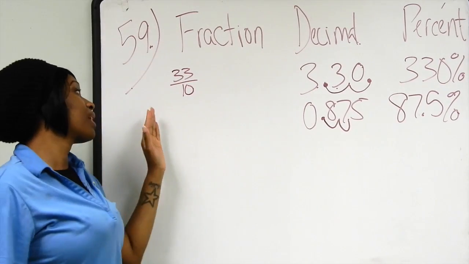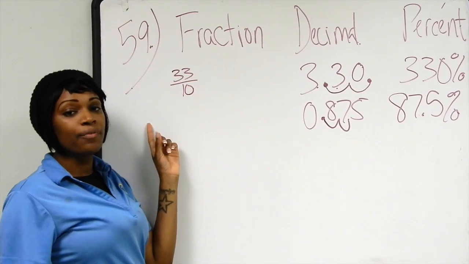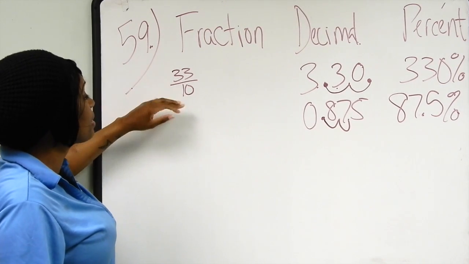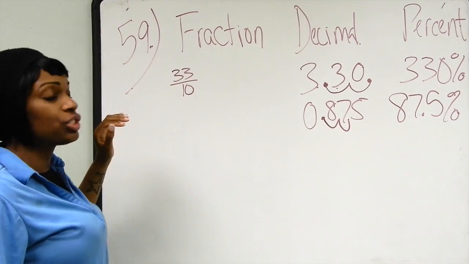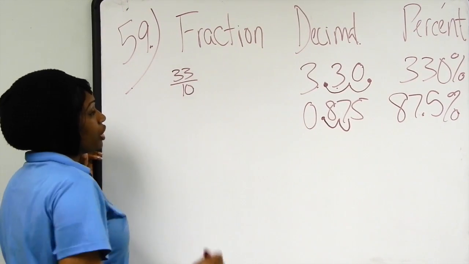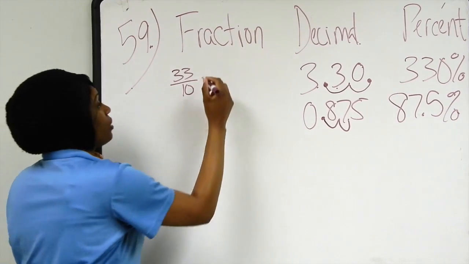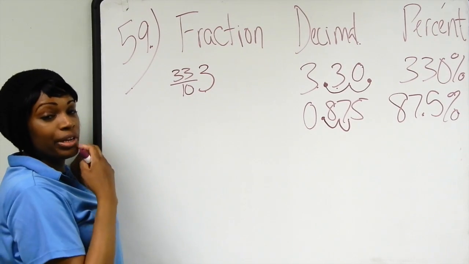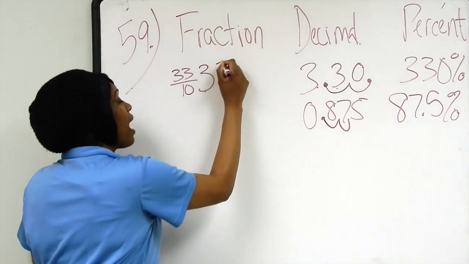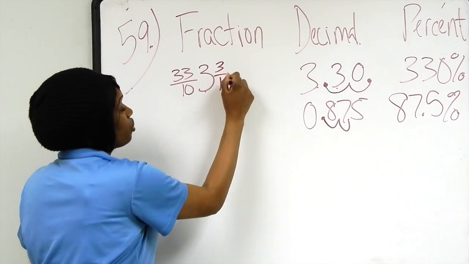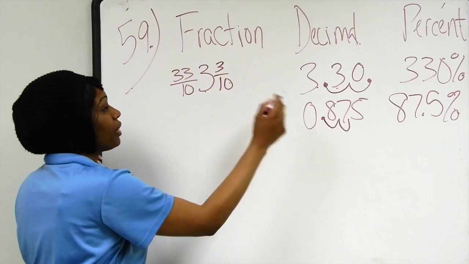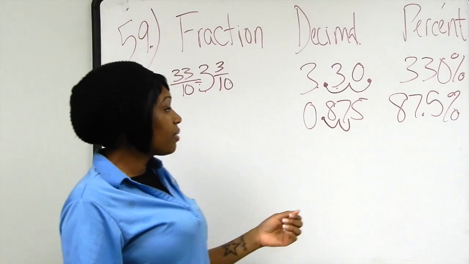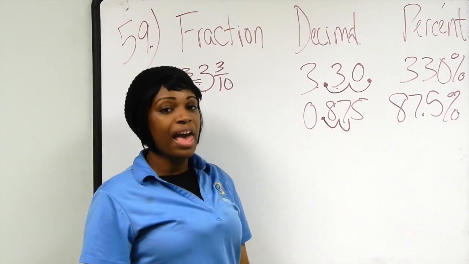But that's not our final answer because we have to change it from an improper fraction to a mixed number, and we also have to reduce. In order to change this improper fraction to a mixed fraction, we have to divide 10 into 33, and it goes 3 times into 33. The remainder that we have is going to go in our numerator. The remainder is 3, and our denominator stays the same. 3 and 3/10 is 3.3 as a fraction, okay? So 3 and 3/10.